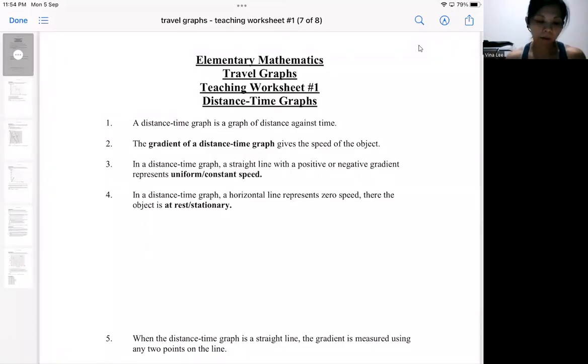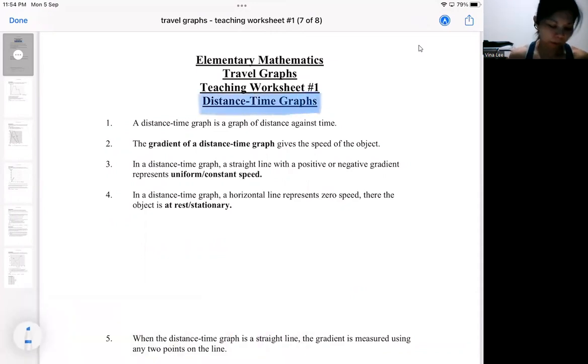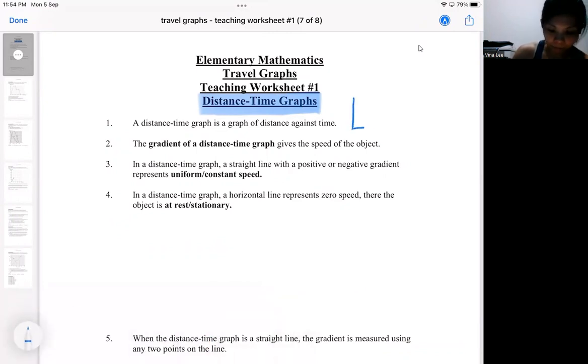In this part of the linear graph, we have two types of travel graph. The first type is what we'll call the distance-time graph. The idea of a distance-time graph is that you are plotting distance against time. Time is always on the horizontal axis and distance is on the vertical axis.